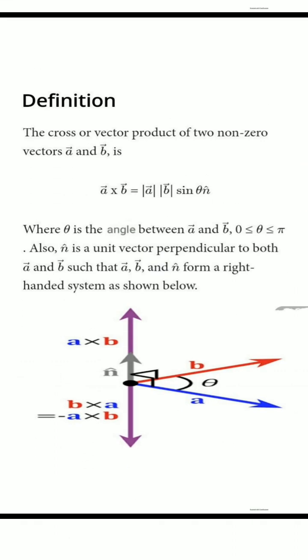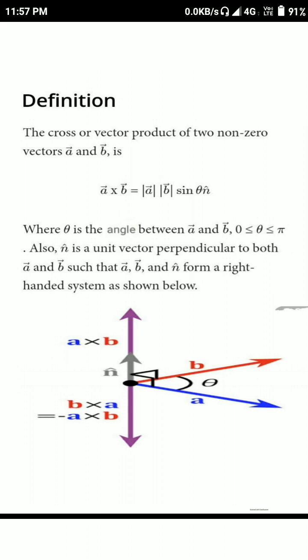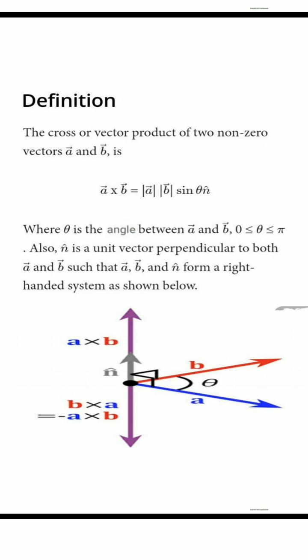The cross product of two non-zero vectors a and b is denoted by a cross b and is defined by a cross b equals magnitude of a, magnitude of b, sine theta n cap, where theta is the angle between a and b and it lies between 0 to 180 degrees. Also, n cap is a unit vector which is perpendicular to both a vector and b vector. That is, n cap is a unit vector perpendicular to the plane containing a vector and b vector.